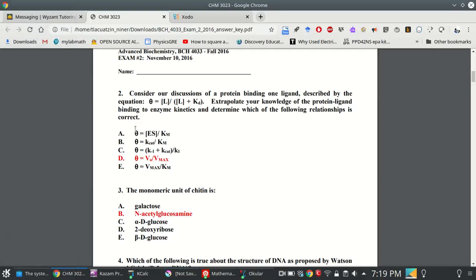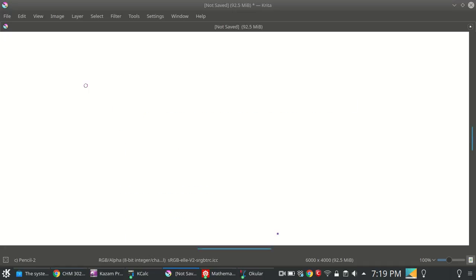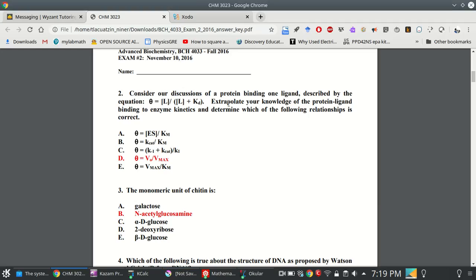Hi, this is just a math problem. Theta equals L over L plus KD. So theta equals L over L plus KD. And they want you to compare this. It says in the hint, well, it doesn't say hint actually, extrapolate your knowledge with enzyme kinetics.